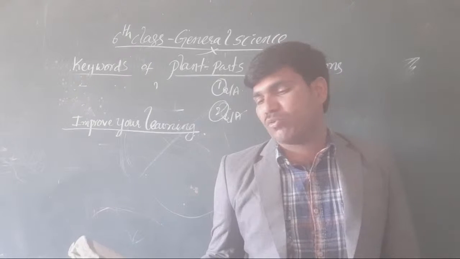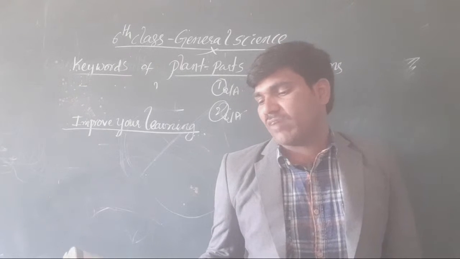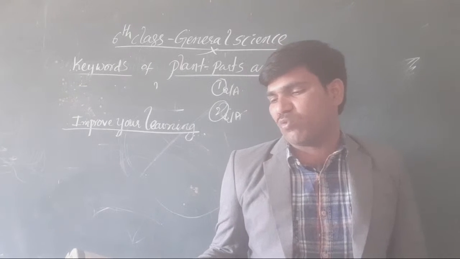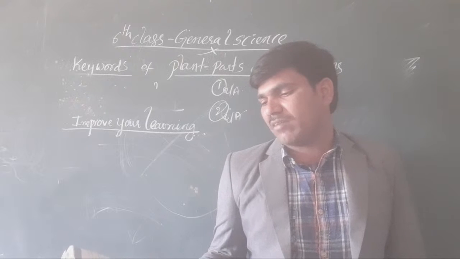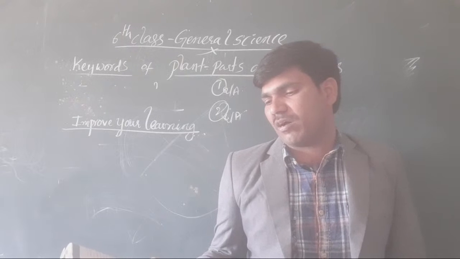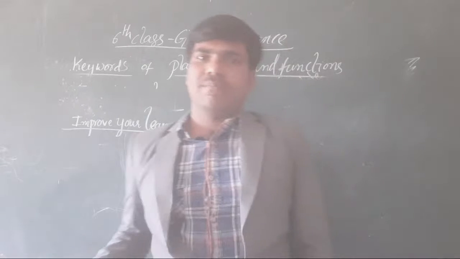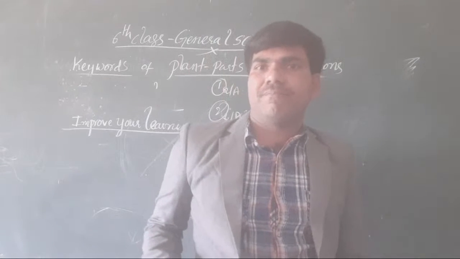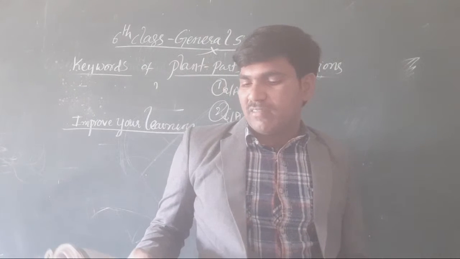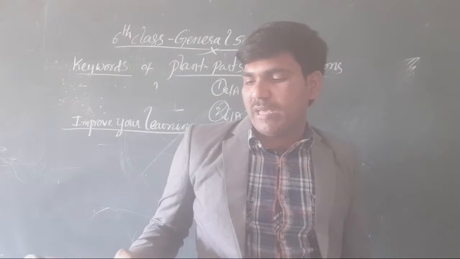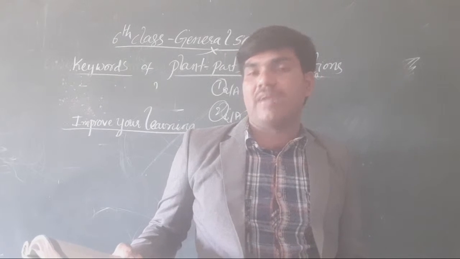Next, the fourth question. John has no place in his house, but he wants to plant vegetables like tomato at home. Suggest to him different ways to do so. Clear or not, all the students? Yes, I hope you know very well. John has no place in a house but wants to plant a vegetable.